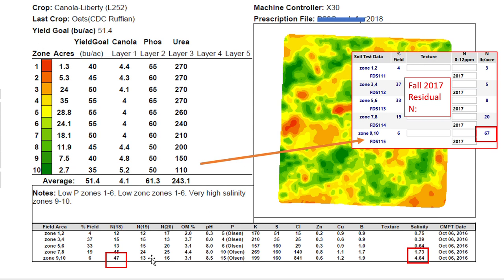Here's the variable rate report for the next spring, and you can see we cut back the urea significantly in these saline zones. That fall, when we tested again, the residual rates were down to 47 pounds per acre of nitrogen, but still significantly higher than the rest of the field.